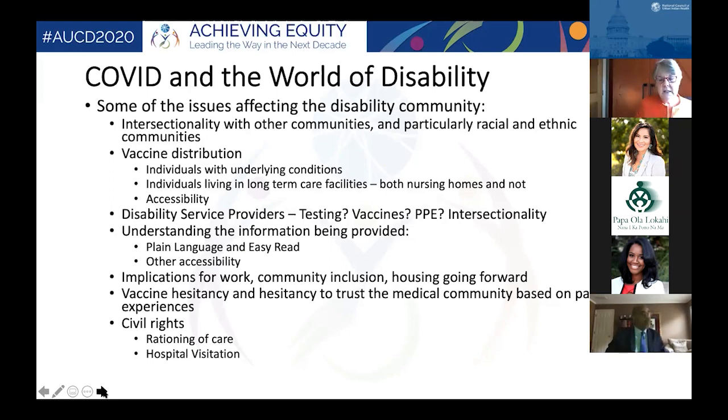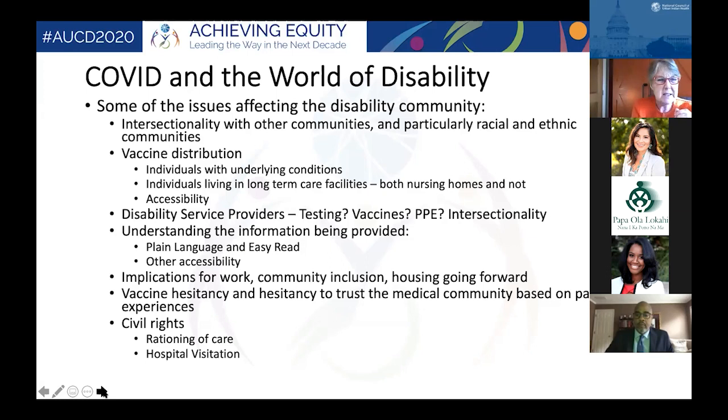And then accessibility of vaccine distribution. That's everything from, is the location accessible? Do you have an ASL sign language interpreter for people who need that? Have you thought about people for whom medical, and that's down a little bit further on vaccine hesitancy, in the disability community, as within many of the other communities we've talked about, there is a great hesitancy to trust the medical community based on past experiences. The medical model has not necessarily done well historically for people with disabilities. And so there is a great hesitancy to trust that, and to trust being included and having our needs met in that situation.